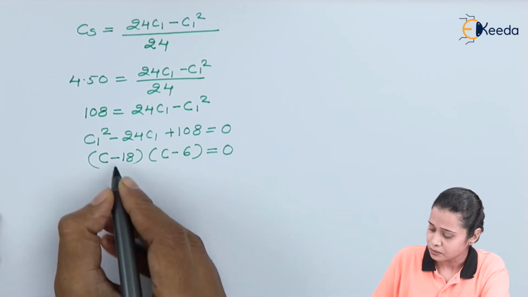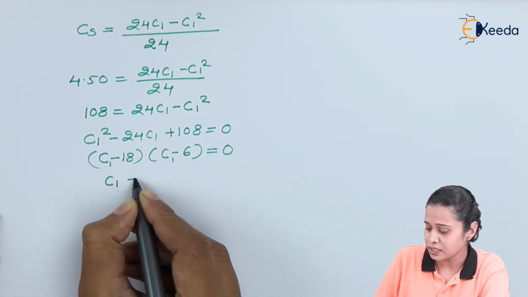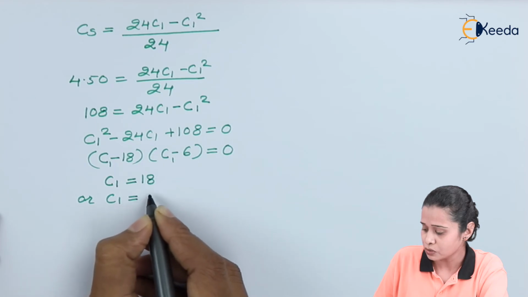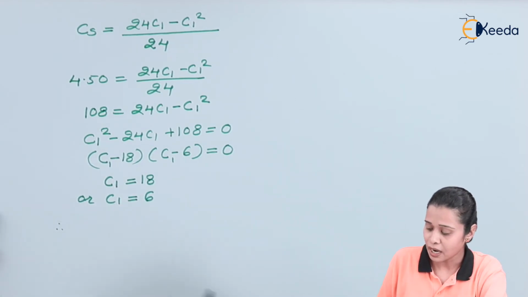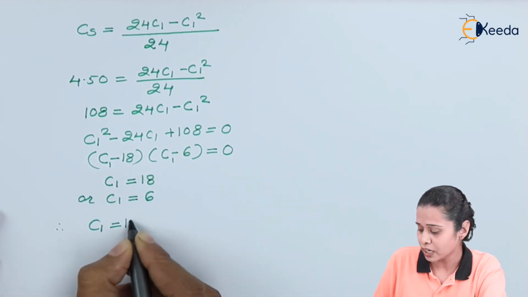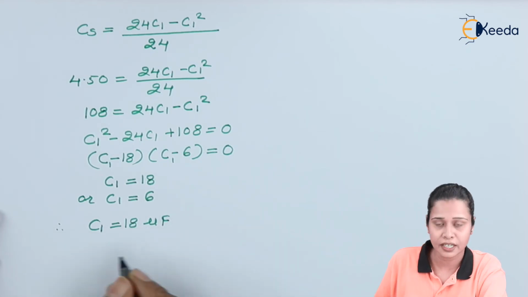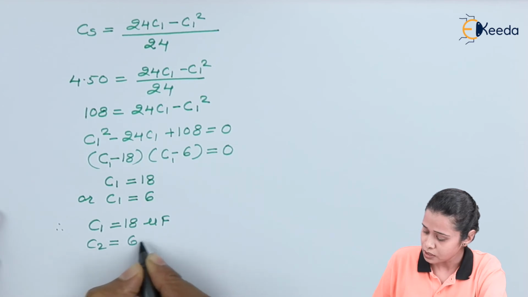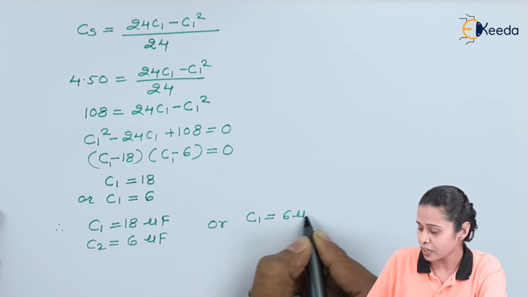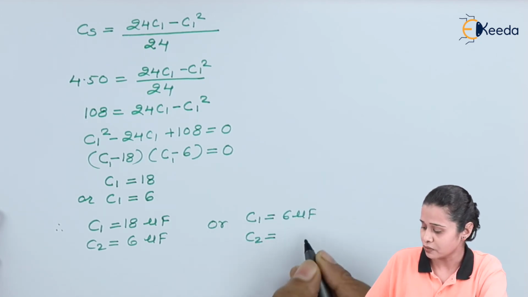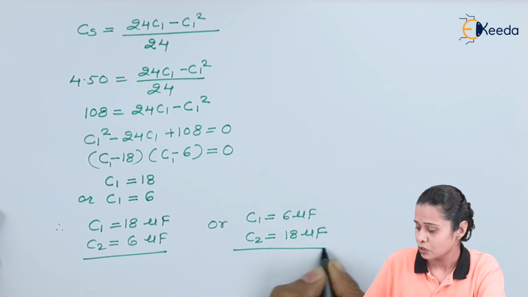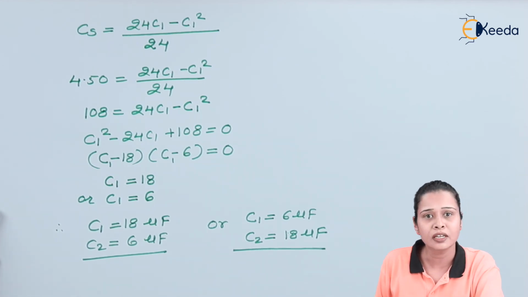Hence, we have here C1 is equal to 18 or C1 is equal to 6. Hence, the answer is, if C1 is equal to 18 microfarad, then we'll say C2 is equal to 6 microfarad. Or C1 is equal to 6 microfarad, then C2 is equal to 18 microfarad. So in this way, we can find out the individual capacitance value.